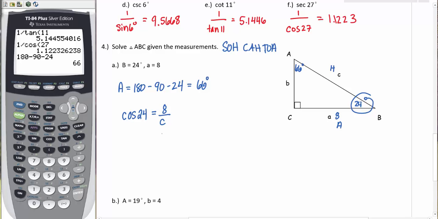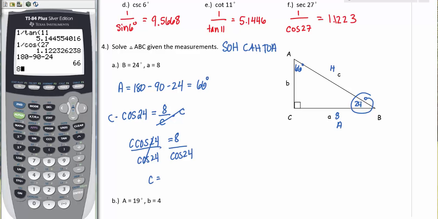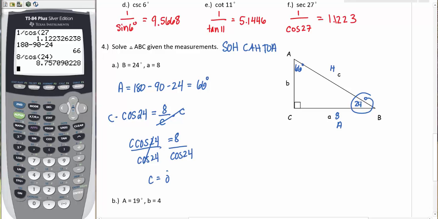Okay, I'm coming up with the equation to help me solve it. So again, when you have a variable in the denominator, we got to multiply by it. So c cosine 24 equals 8. Divide both sides by the cosine of 24. You do this right in your calculator. 8 divided by the cosine of 24 is 8.757. And we know what c is.